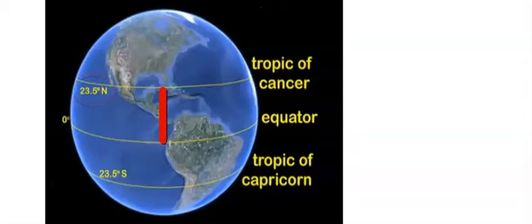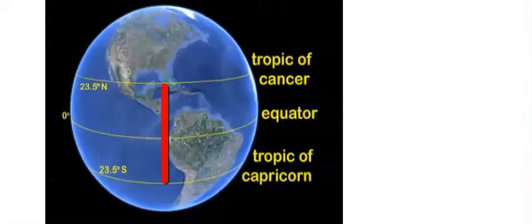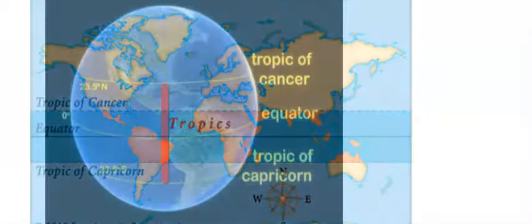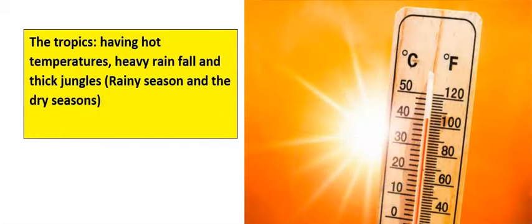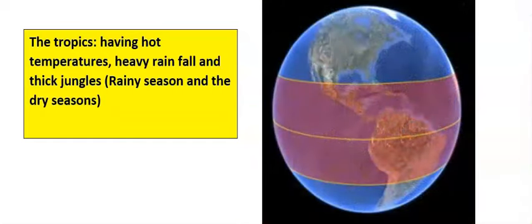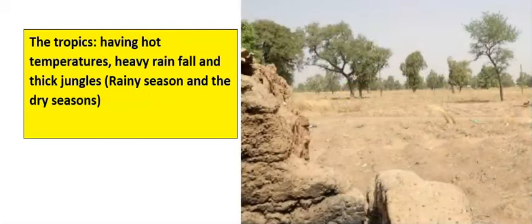23.5 degrees north of the equator is called the Tropic of Cancer, while 23.5 degrees towards the south is called the Tropic of Capricorn. The entire region that covers the Tropic of Cancer to the Tropic of Capricorn is called the tropics, having hot temperature, heavy rainfall, and thick jungle. And it has 2 seasons, the rainy season and the dry season.